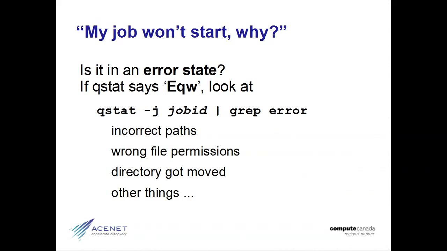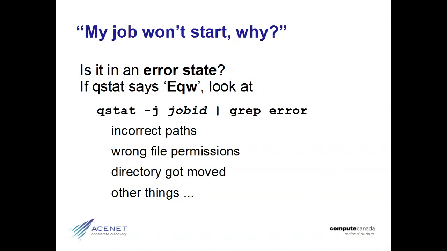Did you tell Grid Engine to send the output somewhere that doesn't actually exist? Did you submit the job from a directory and then change the name of that directory after you submitted the job? Are you working closely with other members of your group and you submitted a job from a directory where you don't actually have permission to write, for example? All these things can happen.